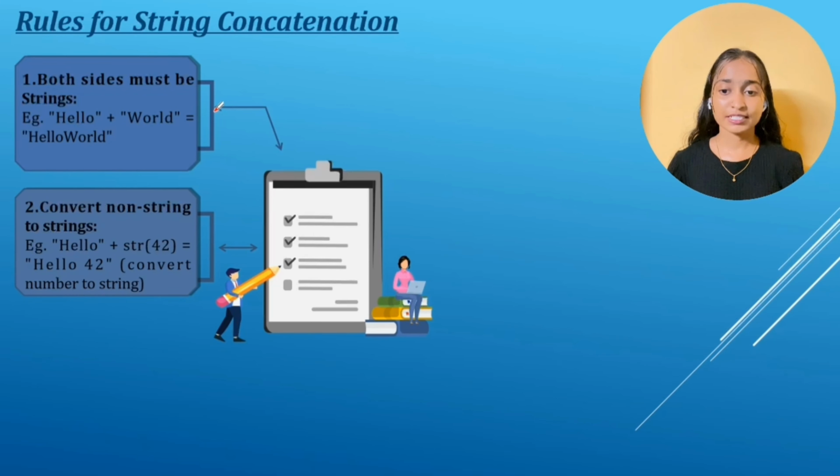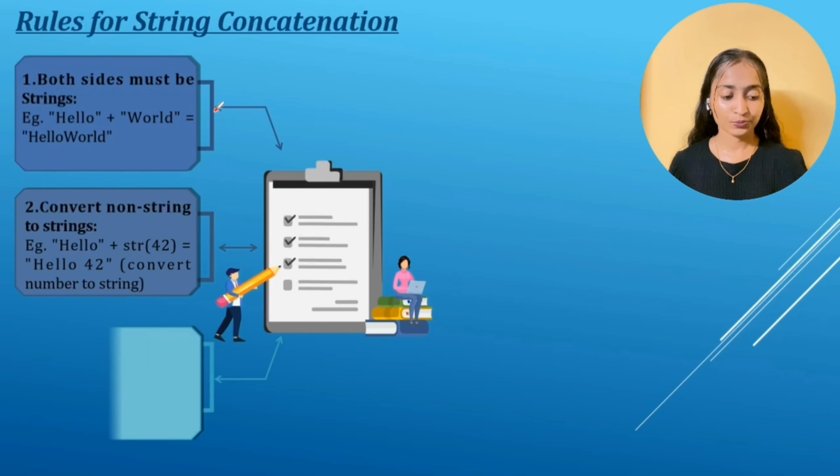The second rule says convert non-strings to strings. If you want to concatenate a string with a number or other non-string, it must be converted into a string first. So in the example, when we combine hello with a number, it must be converted into a string first using str, and in the curly brackets the number must be mentioned. This gives the output as hello 42.